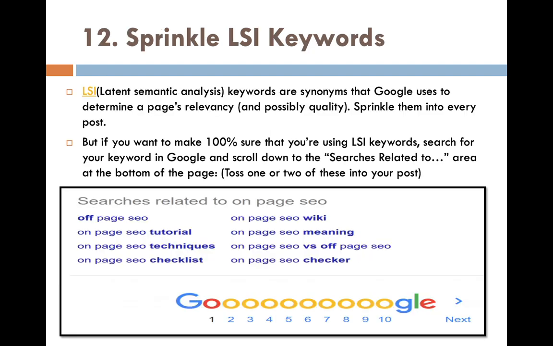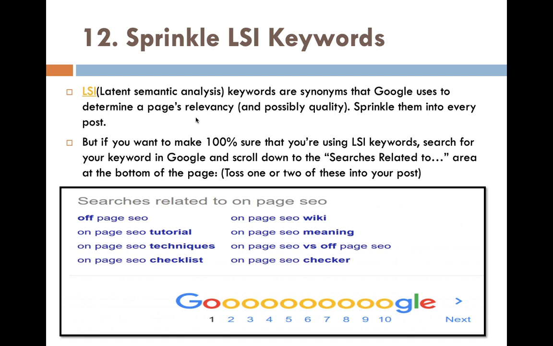Then sprinkle LSI keywords. So what are LSI keywords? We call them latent semantic analysis keywords. They are synonyms that Google uses to determine the page's relevancy. Sprinkle them into every post. To make sure you are using LSI keywords, search for your keyword in Google and scroll down to the searches related to area at the bottom of the page. Toss one or two of these into your post. So LSI keywords are nothing but synonyms, what people are searching on Google.